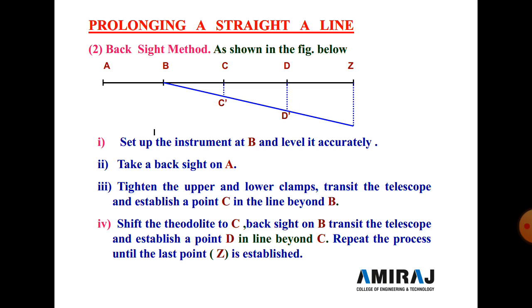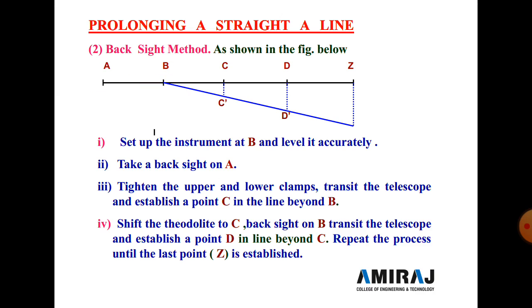Now the next method is the backsight method. In the backsight method, as shown in the figure, set up the instrument at the B point, and here three steps are compulsory: centering, leveling, and focusing. So take a backsight on A. From the B point, bisect the A point ranging rod.